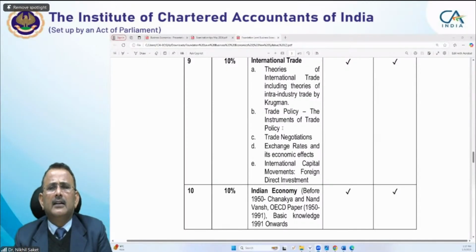Then there are different sectors. What is the primary sector, secondary sector, tertiary sector? What is the weightage of a particular sector in the GDP? That is already explained in your study material. So this is basically what the whole syllabus of business economics is all about.